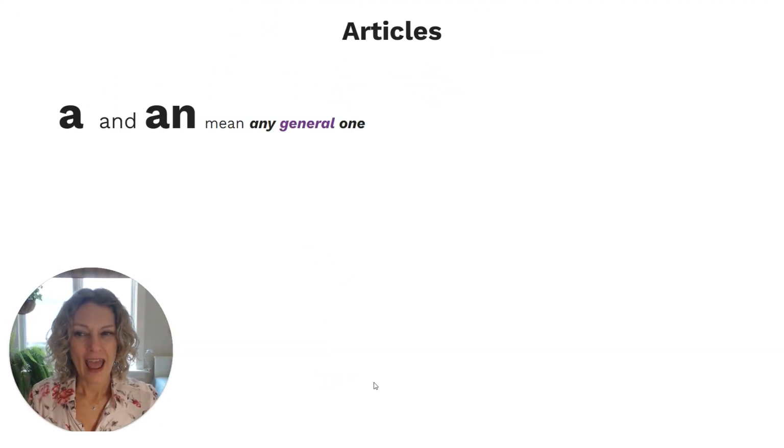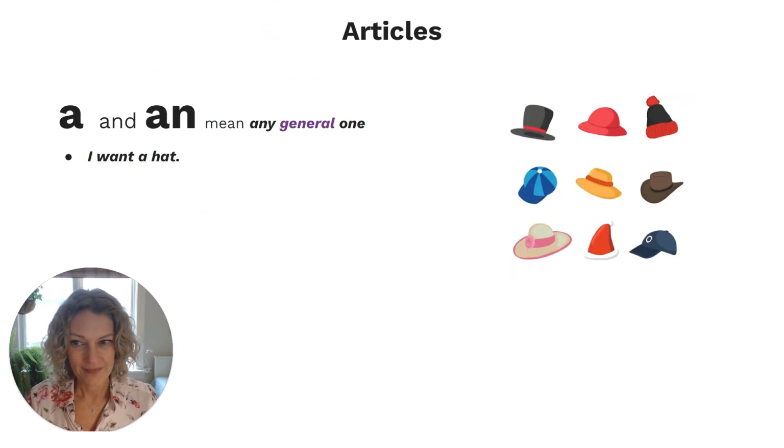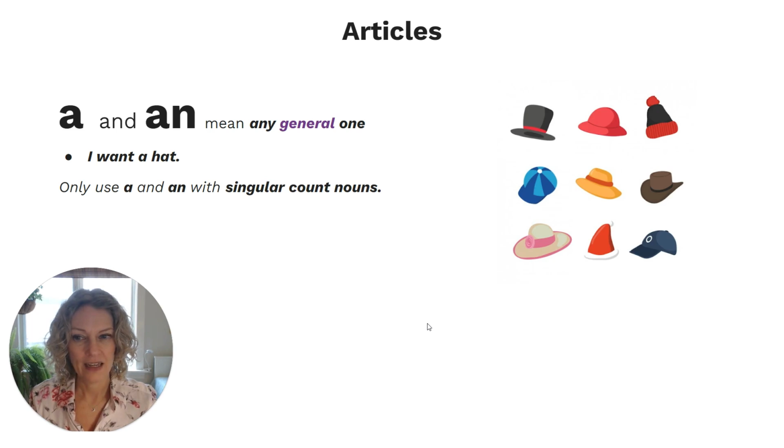A and an mean any general one. So if I say I want a hat, then I would be happy with any of these hats that you can see here. I would be happy with any general hat. And you can only use a and an with singular count nouns.